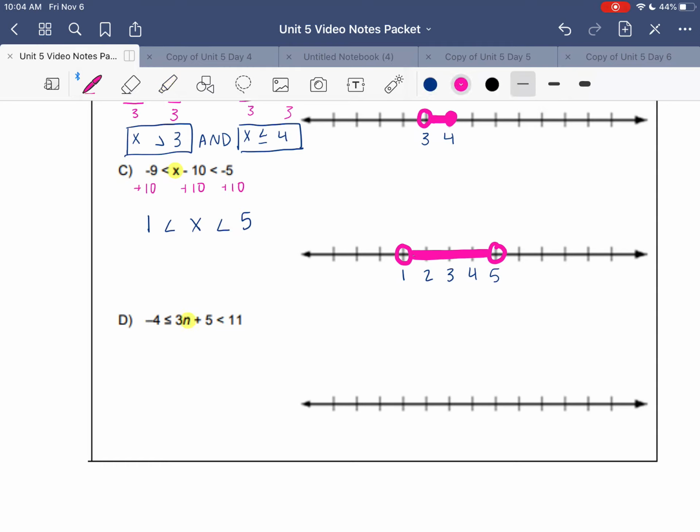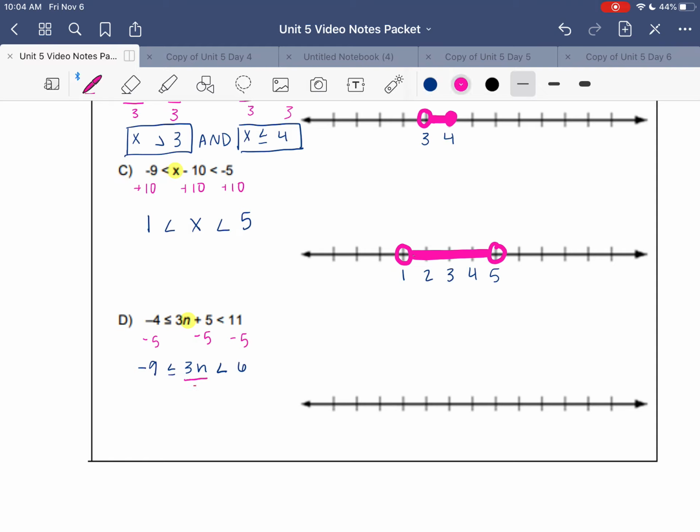This is a 2-step, so I would move the 5 first because it's added, so I would subtract 5 on both sides. That would give me -4 minus 5 is -9, is less than or equal to 3n, is less than 11 minus 5 is 6.